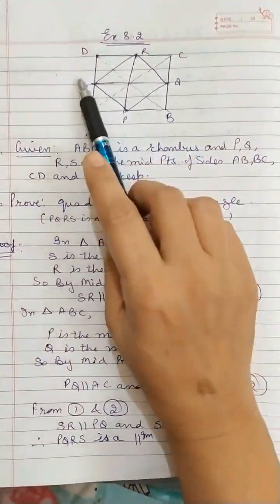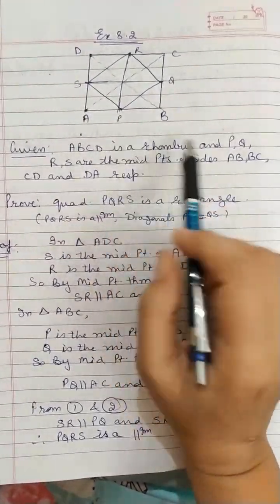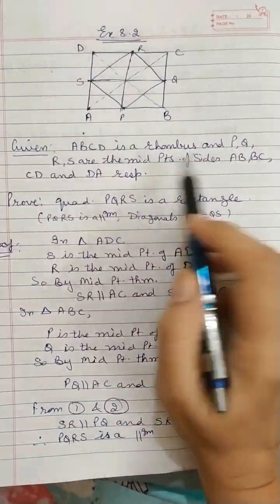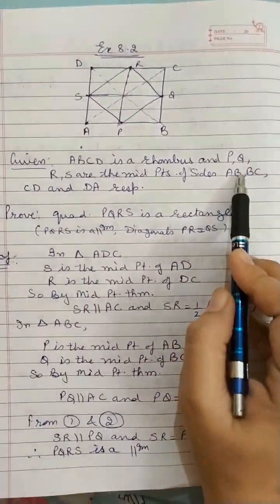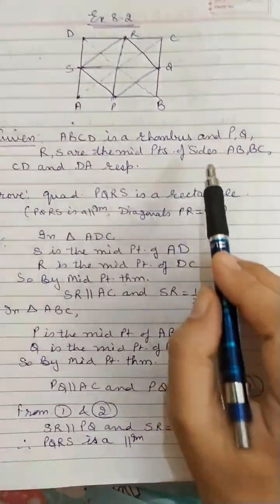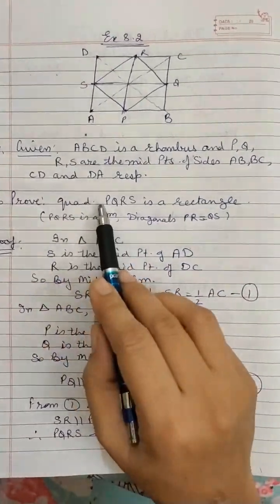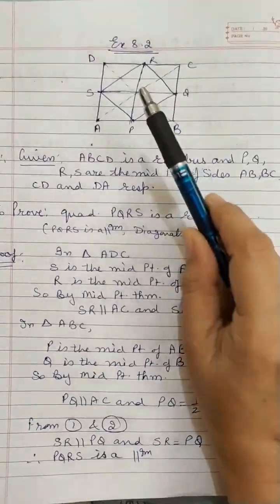Given was ABCD is a rhombus. Rhombus means all the sides are equal to each other, and P, Q, R, S are the midpoints of the sides AB, BC, CD and DA respectively. Now in the question, wherever you are given a midpoint, you should always remember that we are going to use the midpoint theorem. Here we want to prove that this quadrilateral inside, PQRS, is a rectangle.